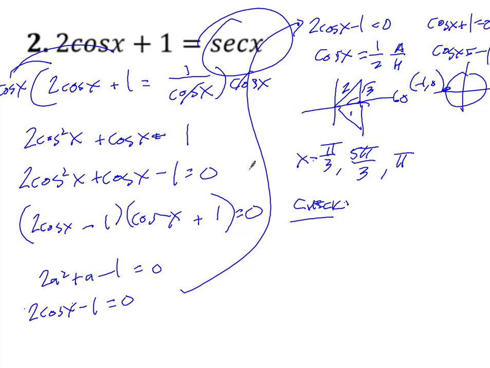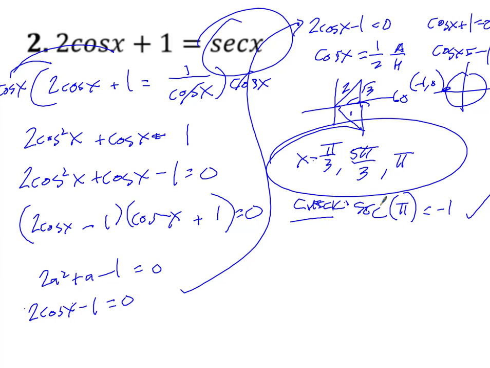I didn't bring that up last time. I said we have to check all our solutions. But one good thing is you don't have to check at pi over 3 and 5 pi over 3. The only one we have to check for is a quadrantal. That's the only time secant could possibly be undefined. So we have to check secant of pi. And cosine of pi is -1. So secant's -1, just reciprocal that, so that works. So all three of these are valid solutions.